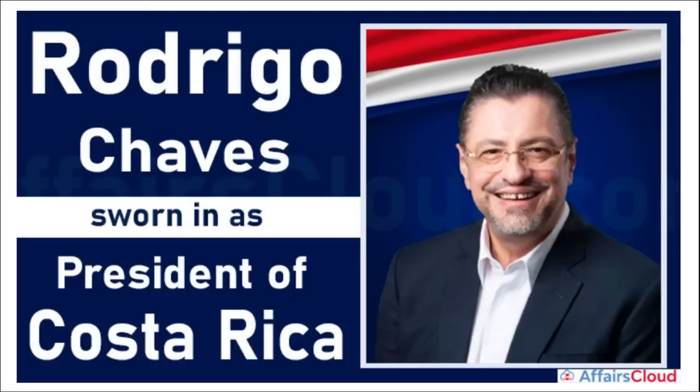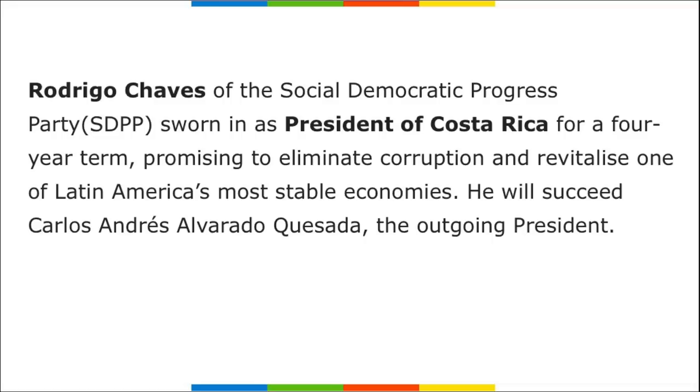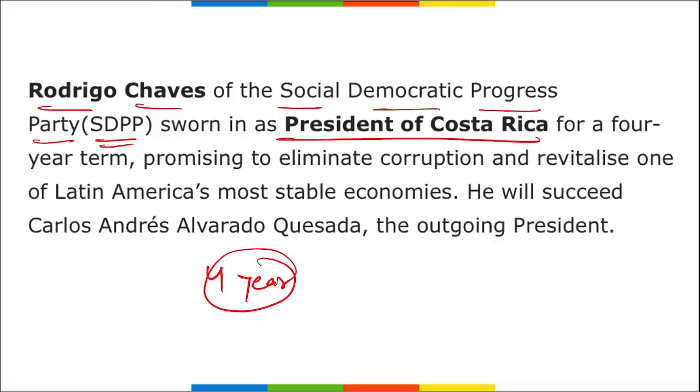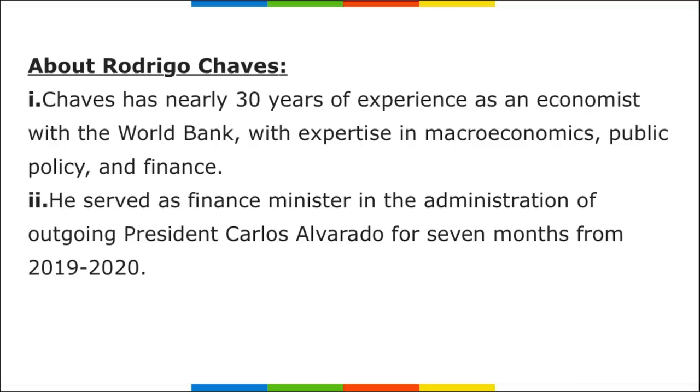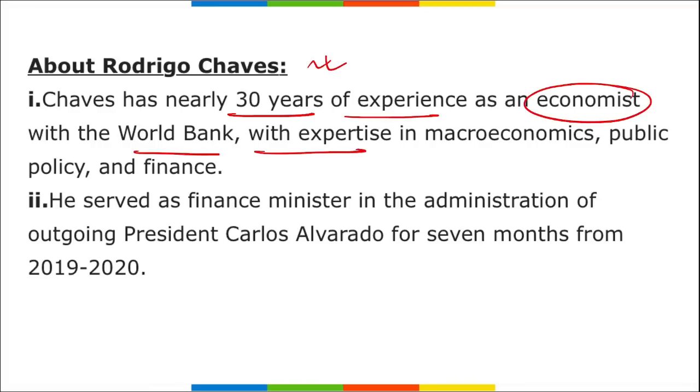Next we are talking about appointments. Who has been appointed as the president of Costa Rica? He is Rodrigo Chaves, as you can see in the picture. He is from the Social Democratic Progress Party, the SDPP. He has been appointed as president of Costa Rica for a 4-year term. Rodrigo has nearly 30 years of experience as an economist with the World Bank, with expertise in macroeconomics, public policy and finance.